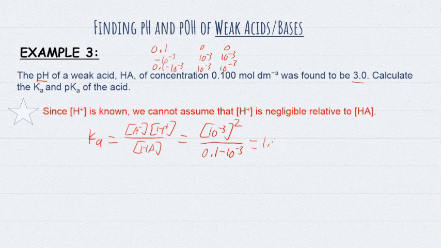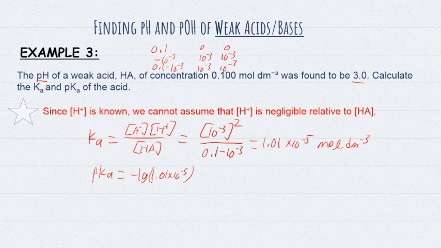1.010101 times 10 power minus 5, so 1.01 times 10 power minus 5. Don't forget your units, mol per dm cube. Don't forget this. If you leave this out, you lose half a mark, you might even lose 1 mark. pKa is basically applying the minus log to it. So minus log of 1.01 times 10 power minus 5. You then have 4.9956, round it up to 3 SF, 5.00. Once again, I will reiterate, if you know H+, then we cannot assume that it's negligible.